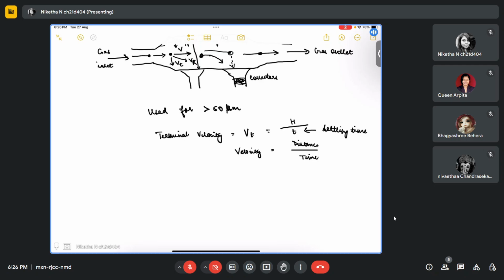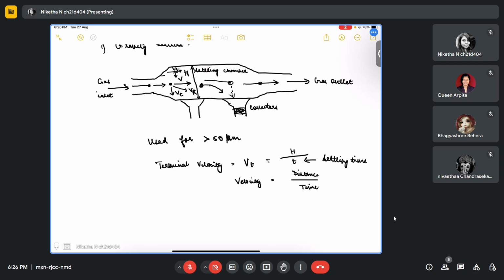Can you tell me why it's called the settling time? When you have a settling velocity and you know the height of the chamber, then the settling time is the time that a particle will take, traveling at this velocity, to travel the distance h and reach the bottom of the chamber. So the settling time is nothing but the time required for the particle to settle down.